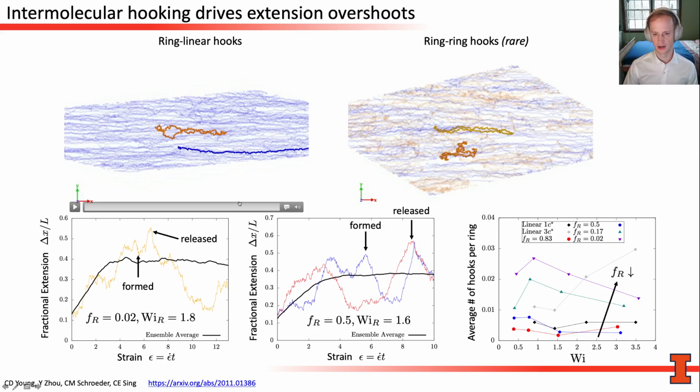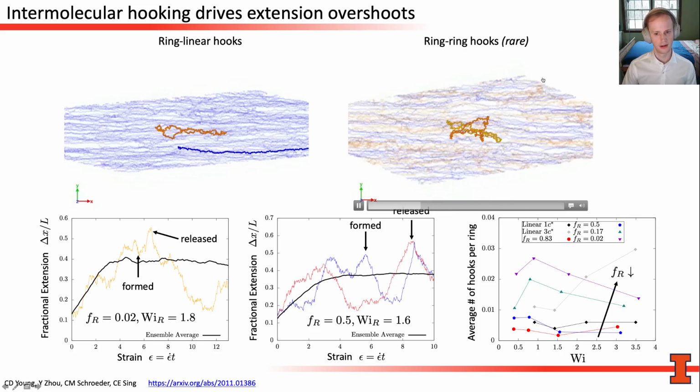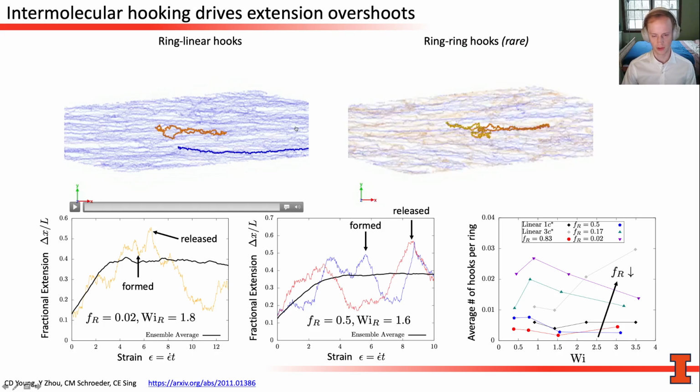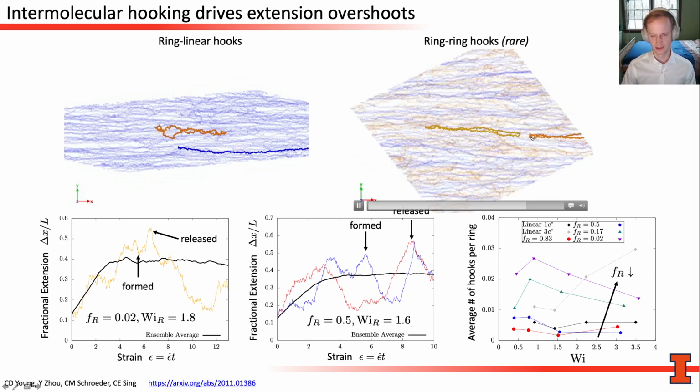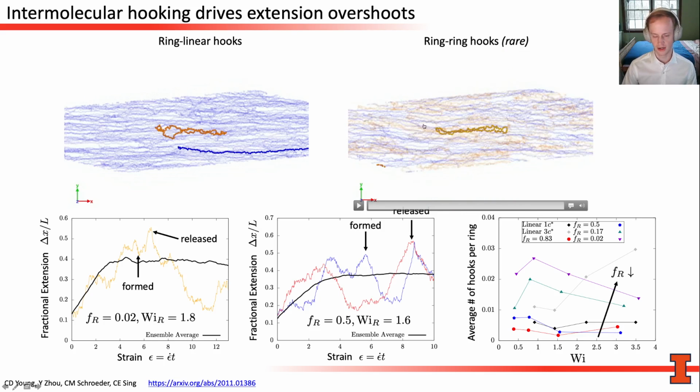I'm also showing here on the right an example of ring-ring hooking, which is qualitatively similar. This is much more rare. Mostly we see the extension overshoots are driven by the ring-linear hooks. I'm just showing the ring-ring case for demonstrative purposes to show that this is also observed in our simulation, and this could be relevant at higher concentrations than in melts.